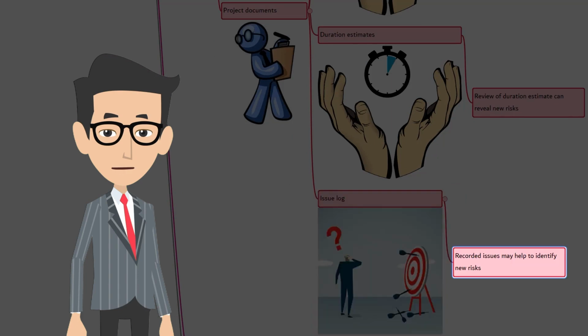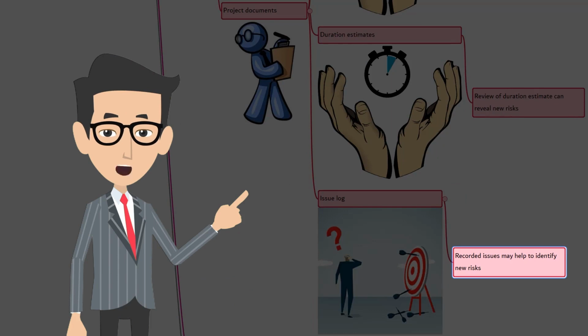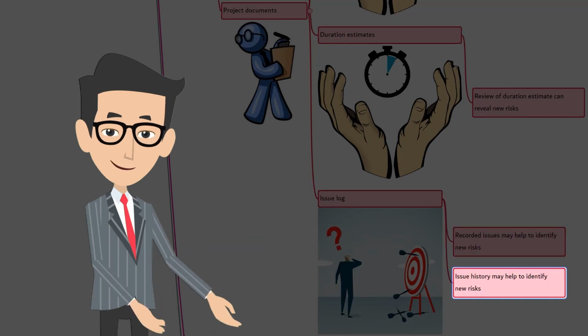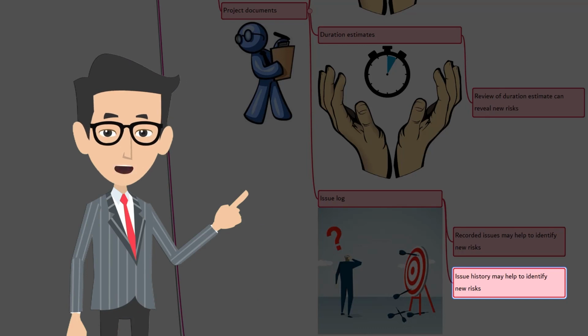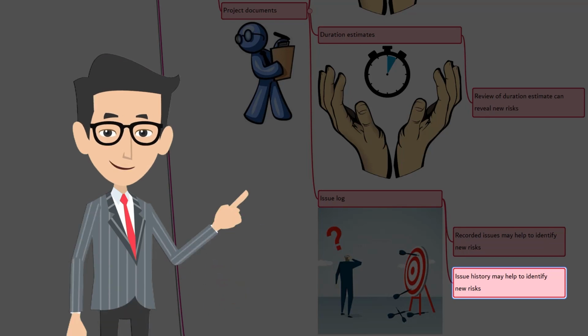Issue log. Issues recorded in the issue log may help to identify new risk in the project that may have influence on overall project risk. The issue log has the record of all the disagreements and confusions in the project. This helps to identify the new risk in the project.